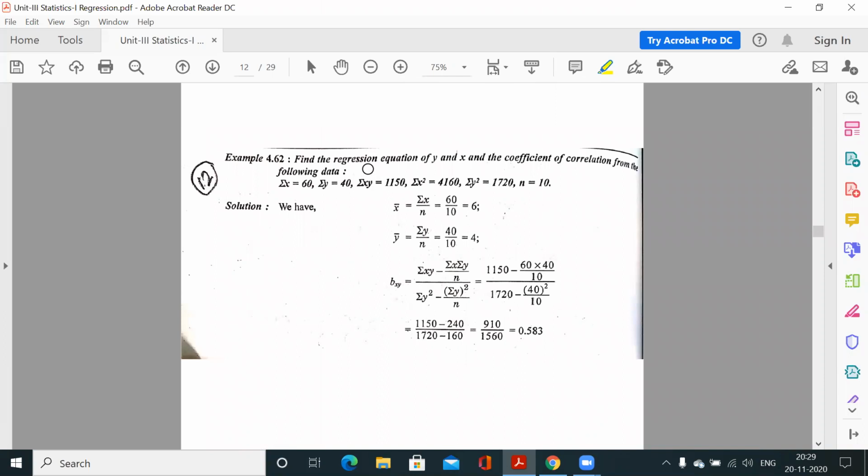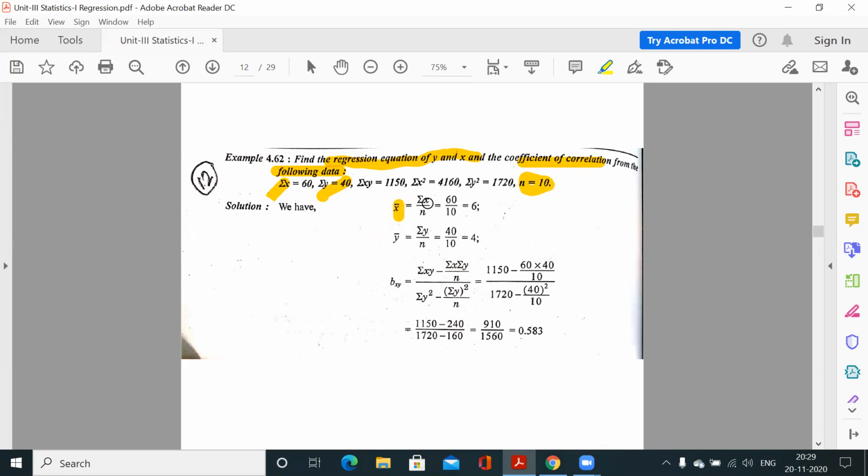This is a different question. Find the regression equations of y on x and x on y, meaning both equations, and the coefficient of correlation from the following data. Here we don't know the x values or the y values. They have given us the summations: summation of x, summation of y, and n, the total number of observations.